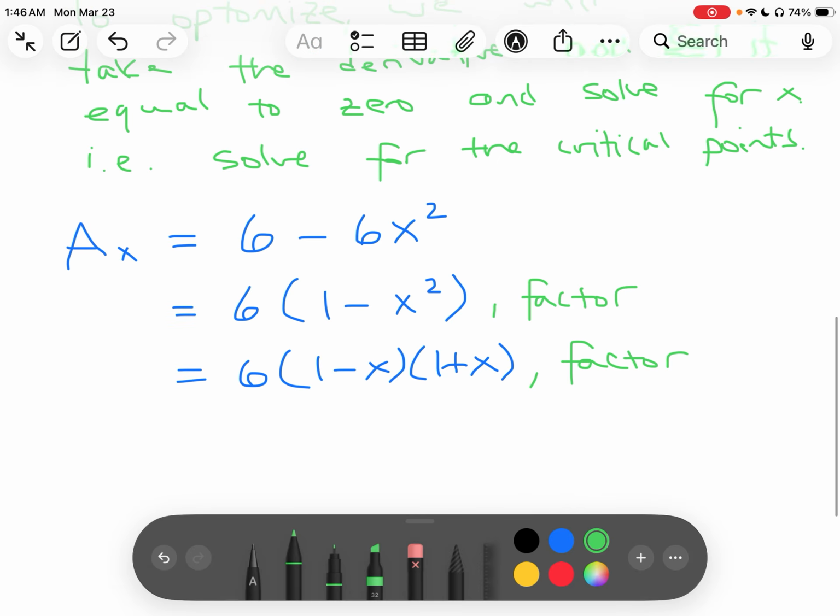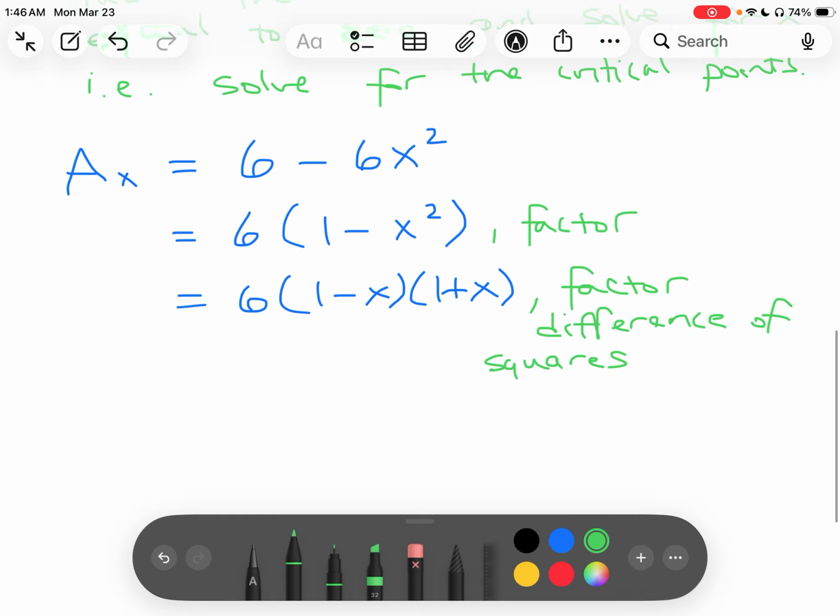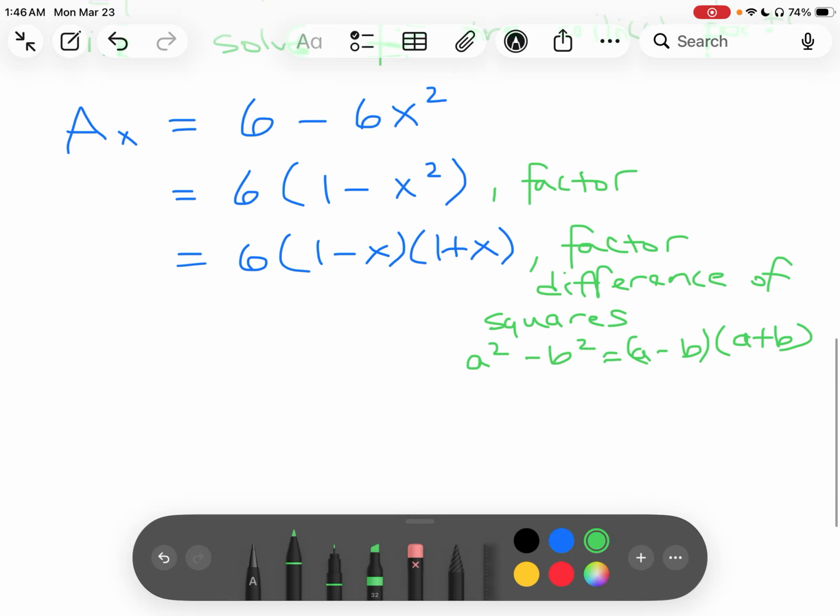And this is a difference of squares. That's just kind of a trick. Whenever we have something like a squared minus b squared, this is just a minus b, a plus b. And then we're going to set it equal to 0.